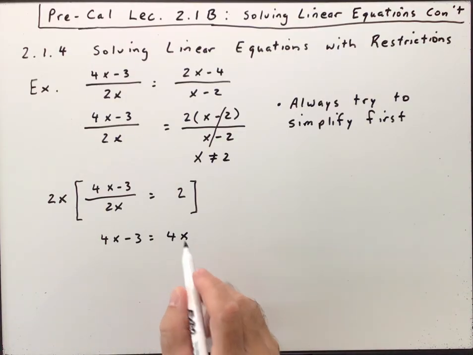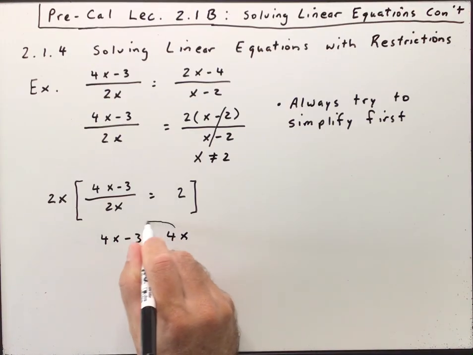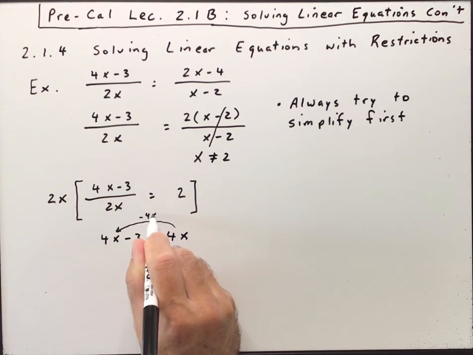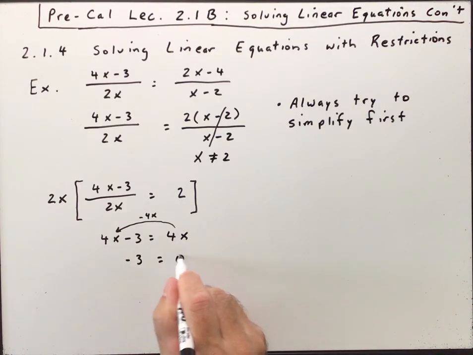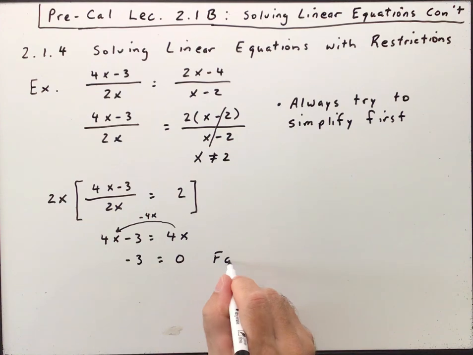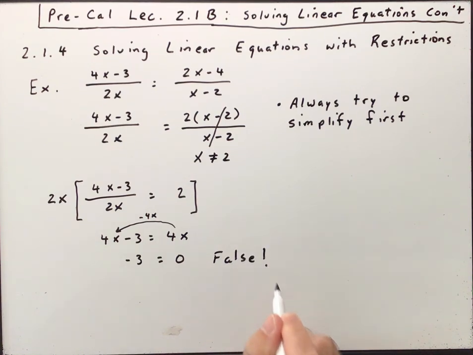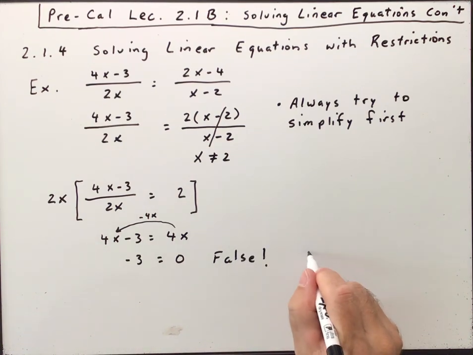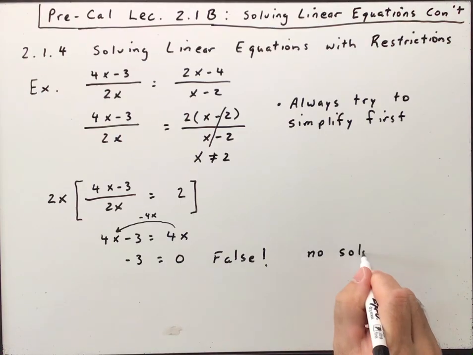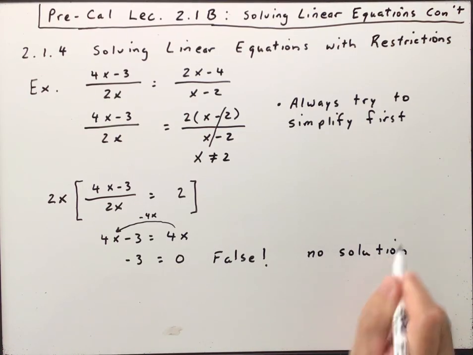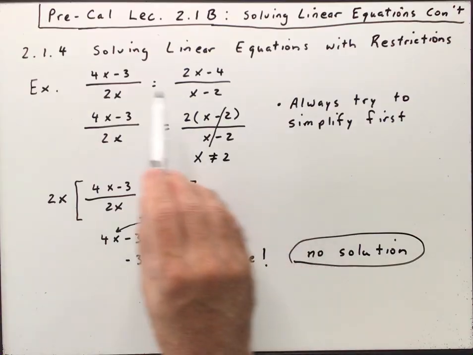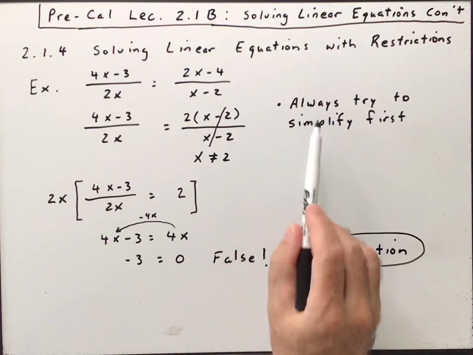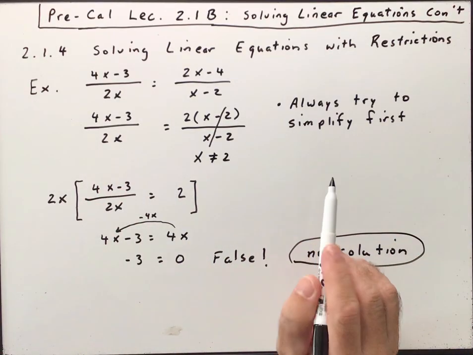If we subtract 4x from both sides, we end up with negative 3 is equal to 0. That is a false statement. So in this case, we have no solution. I gave you a couple of no solution examples in case you run across that. But you would want to do this. The no solution part has nothing to do with the technique of simplifying first.